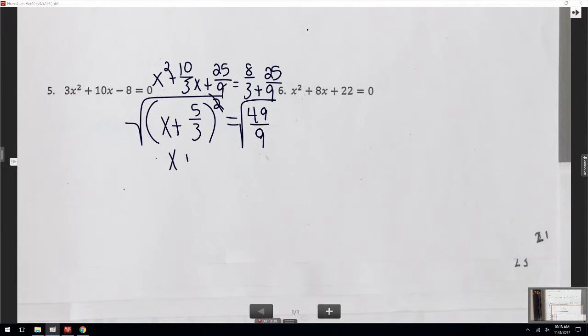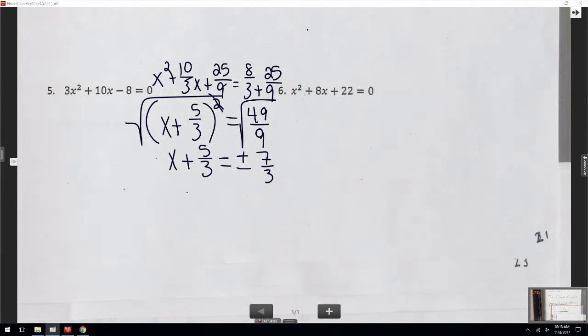All right, so we got x plus 5 over 3 equals, what's the square root of 49 over 9? 7 over 3. Ooh, no, it's not. Back it off. Plus and minus. If you just write 7 over 3, no, I don't know what you mean. Because if you're just telling me it's positive 7 over 3, you gotta have both of them.